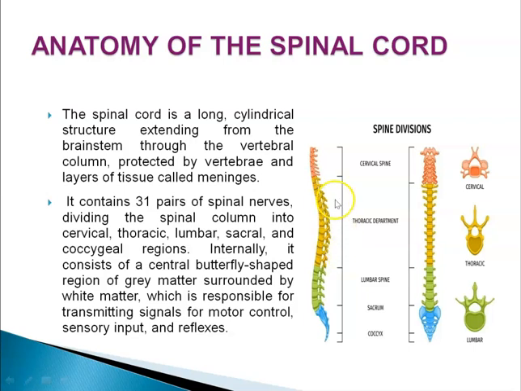So it extends from the brainstem throughout the vertebral column, and it is protected by the vertebra and the layers of tissue called meninges. There are three meninges. They are dura mater, arachnoid mater, and pia mater. It consists of 31 pairs of spinal nerves, dividing the entire spinal column into cervical, thoracic, lumbar, sacrum, and coccyx. Internally, it consists of a center butterfly-shaped region of gray matter, which is surrounded by white matter.